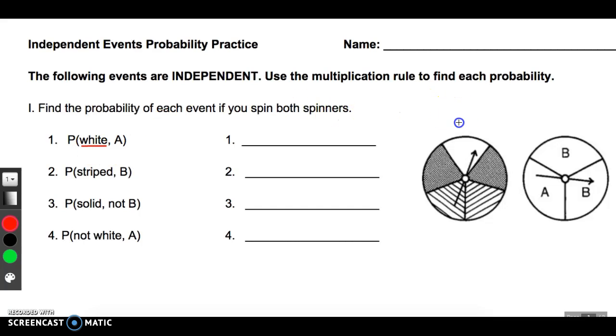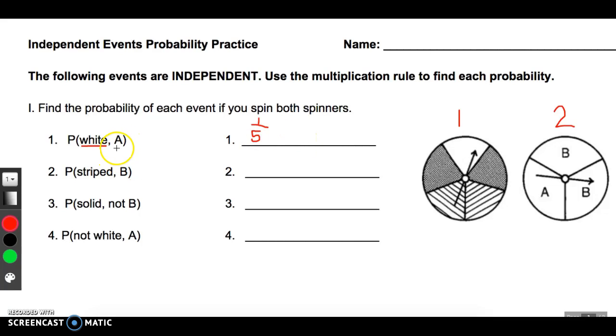So this is going to be the first spinner, and this is the second spinner. Because these are compound events, we're talking about the probability of the event happening on this spinner first and then on the second spinner. So the probability of spinning white on the first spinner is 1 out of 5 because one section is white and there are 5 total sections.